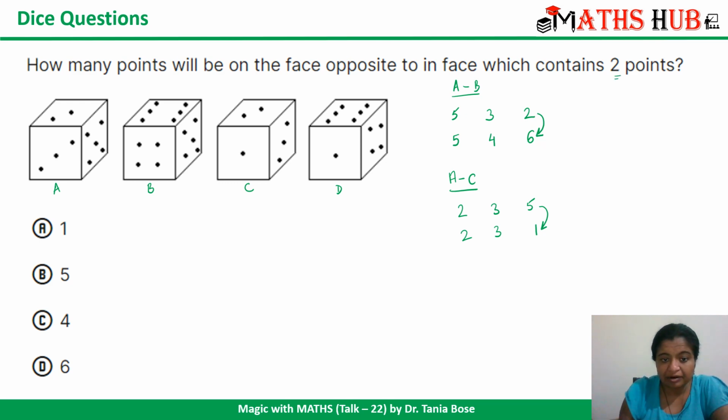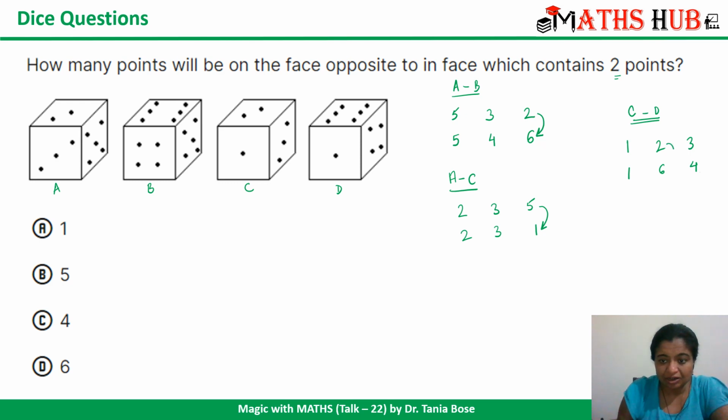Now let's compare C and D. When we compare C and D, what will happen? What is common between them? 1 is common. So let's write it in a clockwise way: 1, 2, 3. And let's write the other one, the D dice: 1, 6 and 4. Right?